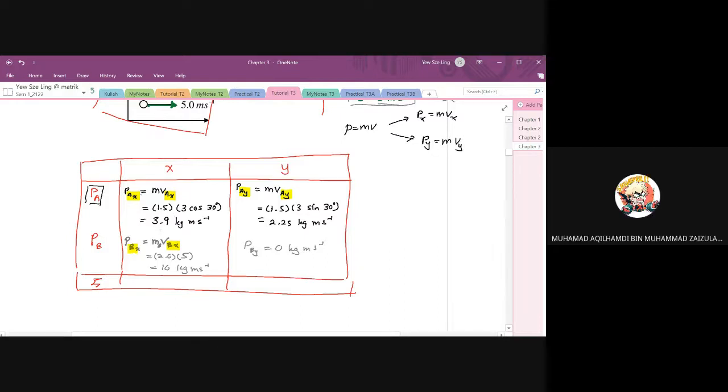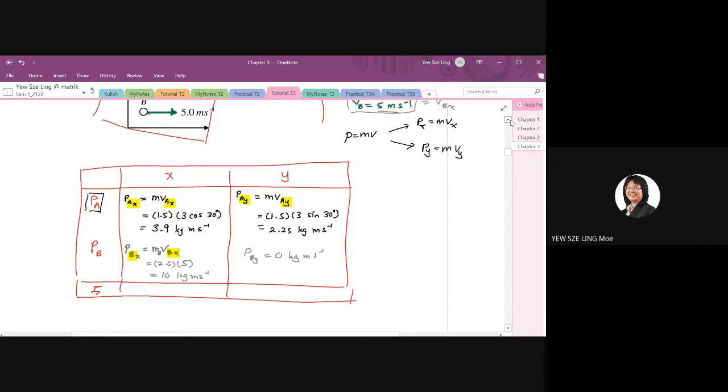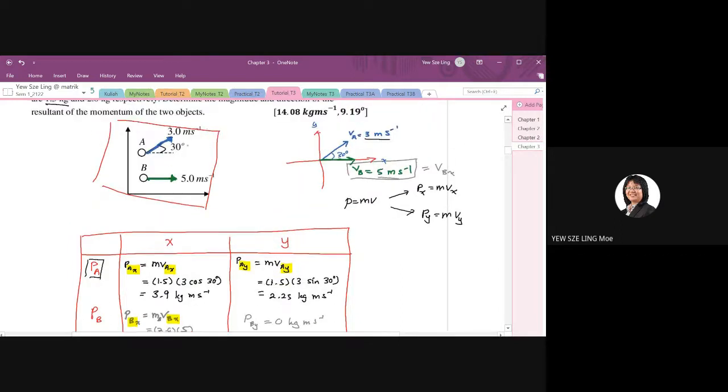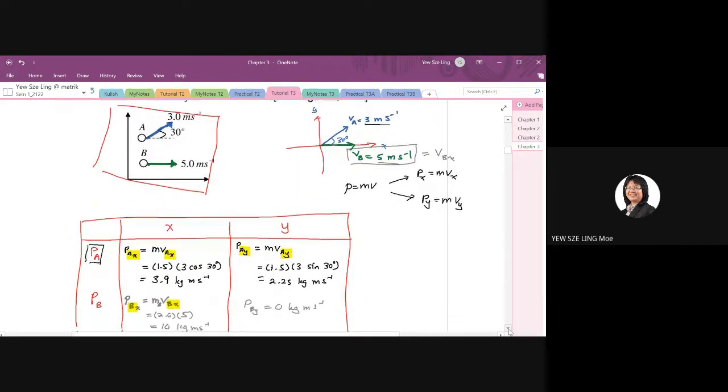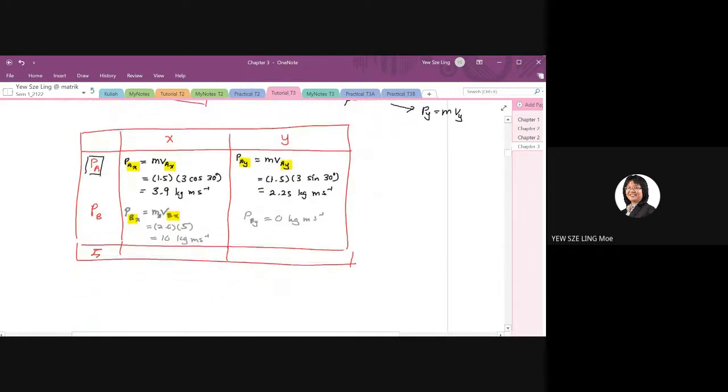Okay, so now that you have all these values, and according to the diagram, all of them are located in the first quadrant. So they are all positive values. So you can just add them up. So total Px, now you calculate total momentum along the x component. It is equals to 13.9 kg ms negative 1. And then Py, the summations Py.